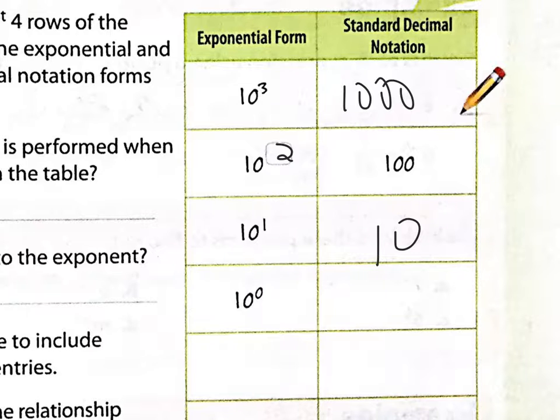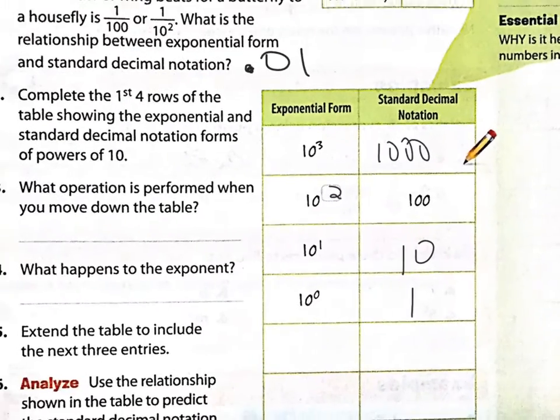The fourth one is what? It's 1, right? I thought it was 0. Anything to the 0 power is 1. Always, always, always. No matter what number. Any number. Always 1. Okay? Any number to the 0 power is going to equal 1.